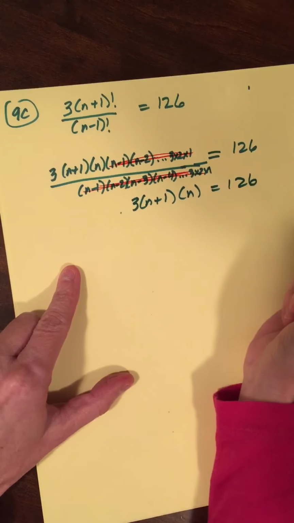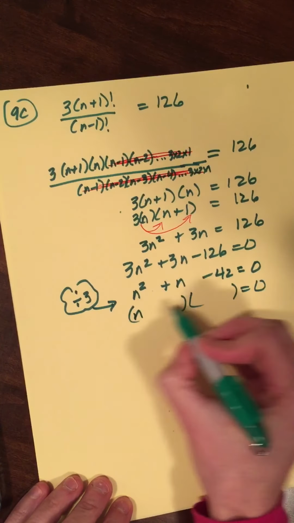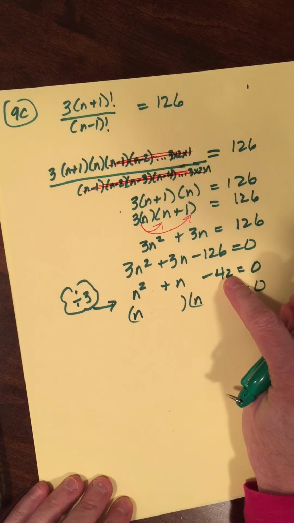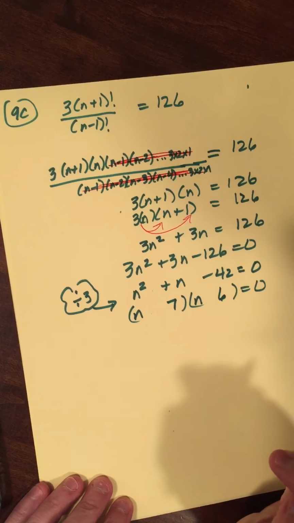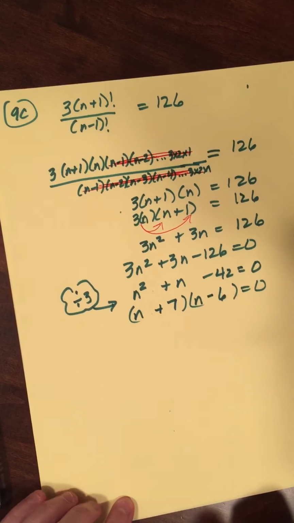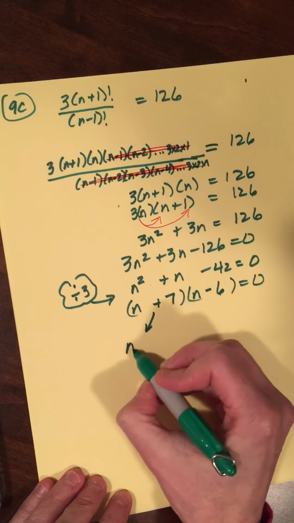I'm happier now because I have a beautiful, easy trinomial where I'm going to ask myself what two numbers multiply to 42 and add or subtract to 1. Factored. I'm now going to take each of those factors and equate them to 0 and solve. Now, we talked about this yesterday too. We said, does this really mean that there are two answers? I don't know. I've got to go and check.